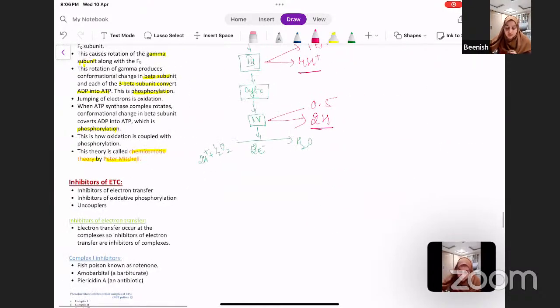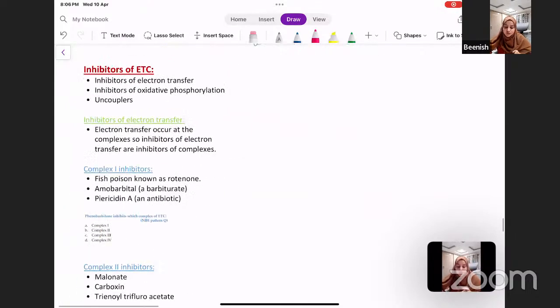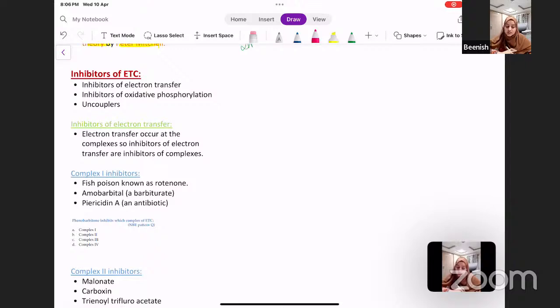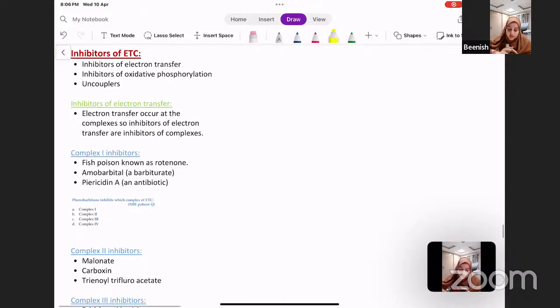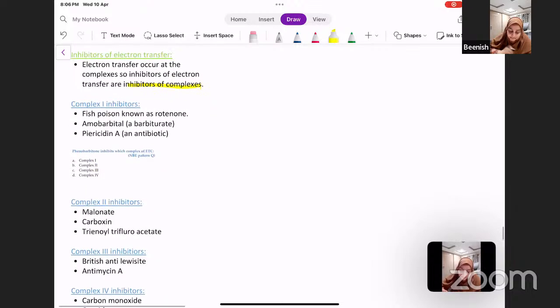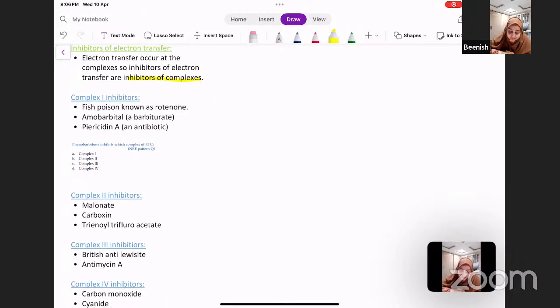Okay. Now let's begin with the inhibitors of electron transport chain. Now the inhibitors can be inhibitors of electron transfer, inhibitors of oxidative phosphorylation, or uncouplers. So inhibitors of electron transfer: electron transfer is occurring at the complexes, so the inhibitors of electron transfer are inhibitors of the complexes. Okay. Now complex 1 inhibitors: the fish poison known as rotenone, amobarbital, which is a barbiturate, and piericidin A, that is an antibiotic. So these are the inhibitors of complex 1.